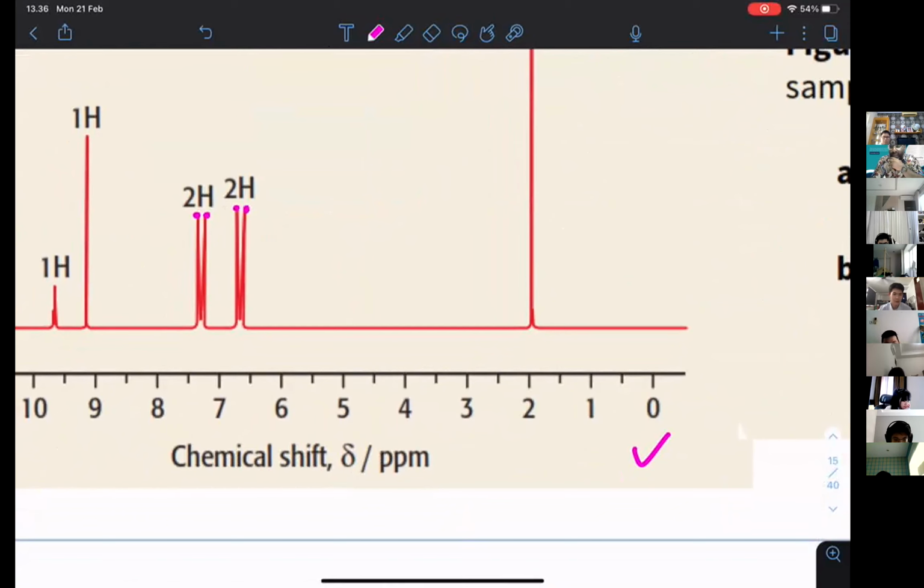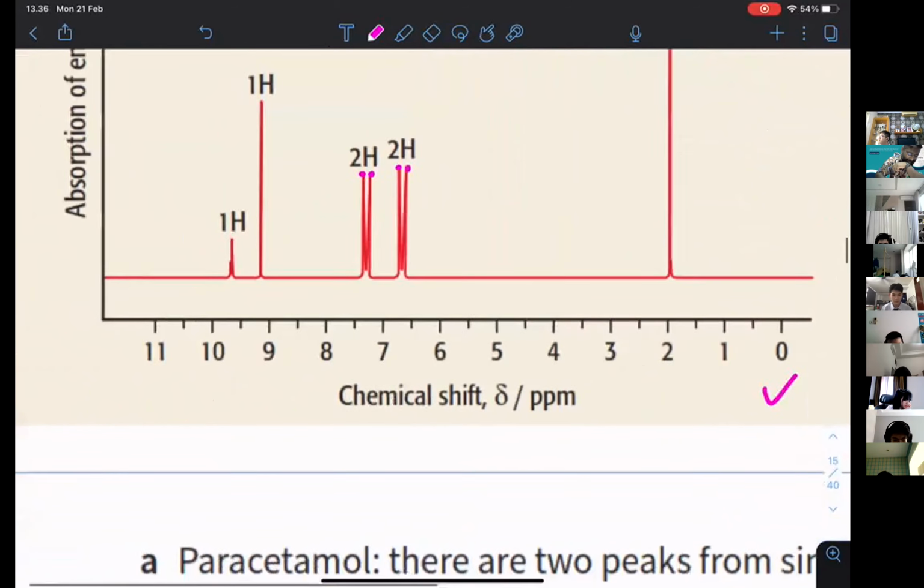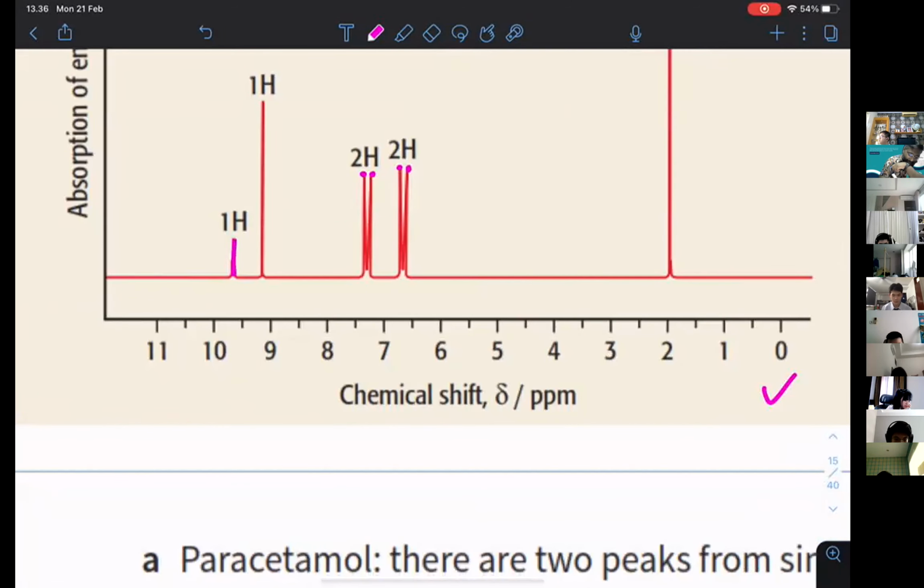Sorry, I didn't see that. The moment you see the splitting, automatically it's going to be high resolution. So I think there is a mistake here. It's supposed to be only 1 peak without any splitting. But later we'll look into that.